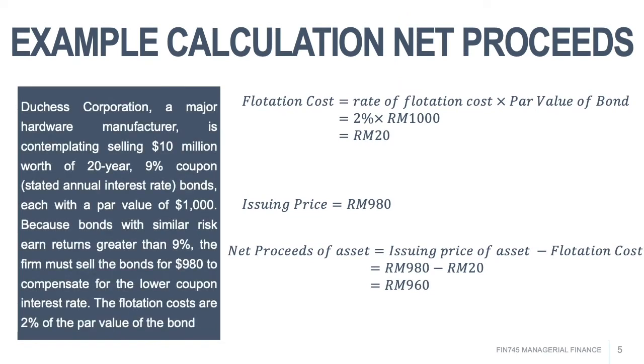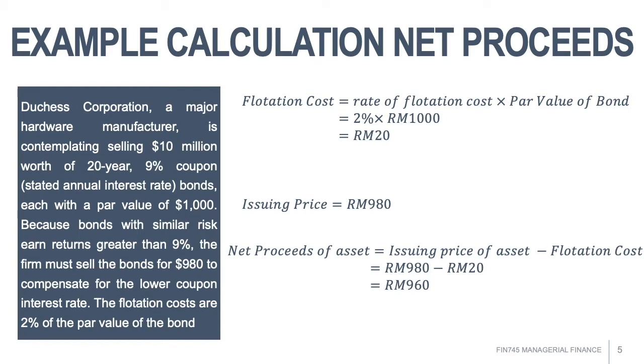This is an example calculation of net proceeds. Duchess Corporation, a major hardware manufacturer, is contemplating selling 10 million ringgit worth of 20-year 9% coupon bonds, each with a par value of 1,000 ringgit. Because bonds with similar risk earn greater than 9%, the firm must sell the bonds for 980 to compensate for the lower coupon interest rate. The flotation costs are 2% of the par value of the bond.